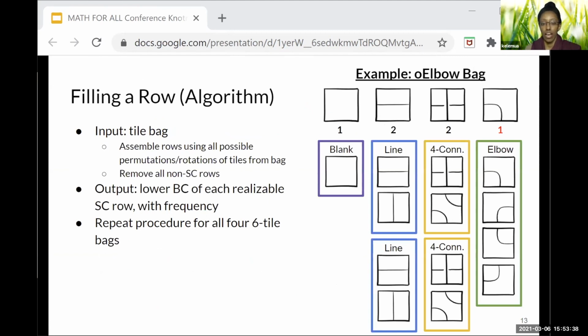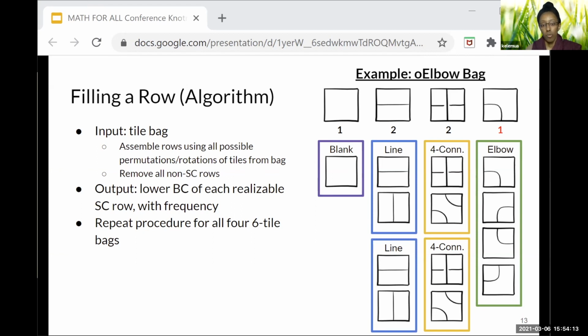And to see how assumptions about our bags impact the sort of rows we can make and the probability of filling a row, I made the filling a row algorithm, where given a tile bag, we assemble all the rows using all possible permutations and rotations of tiles from our bag, then remove all the non-suitably connected rows, outputting the lower boundary condition of each suitably connected realizable row and its respective frequency. And then I repeated this procedure for all 4 of our 6-tile bags.